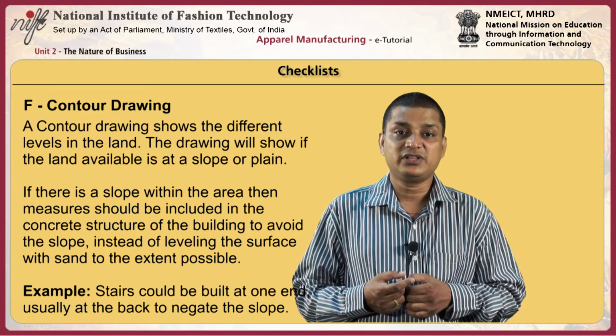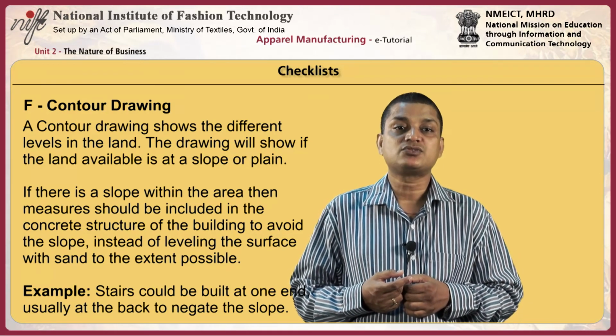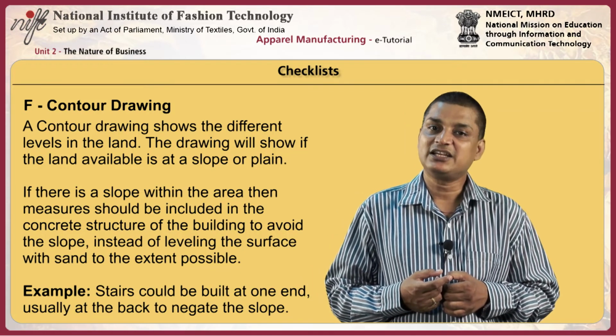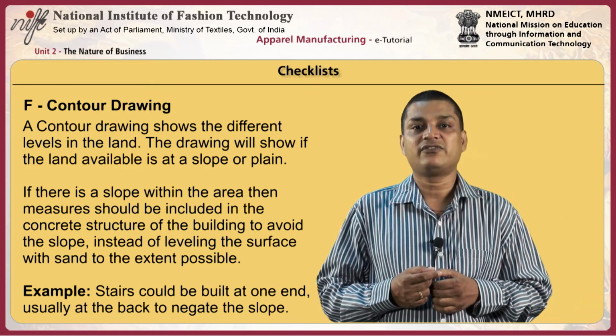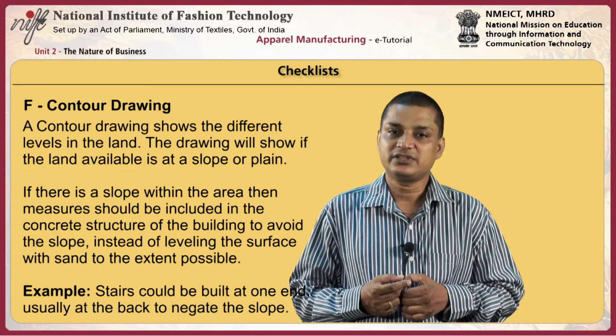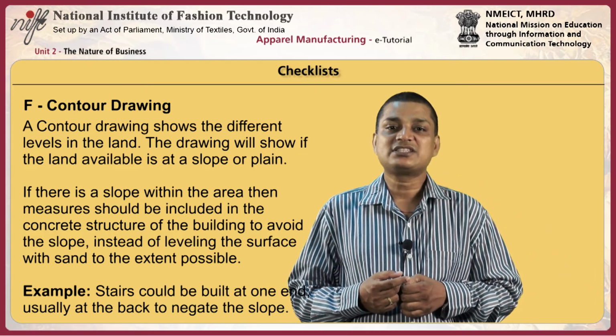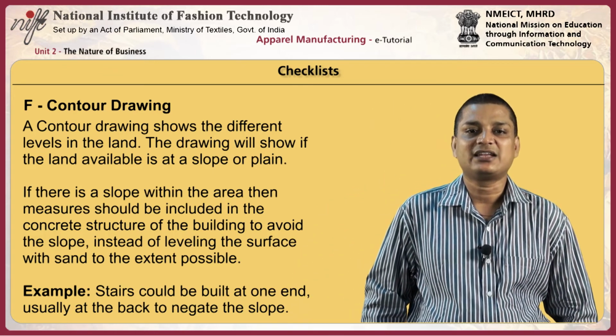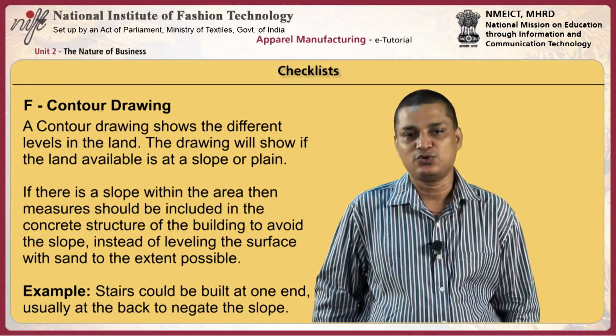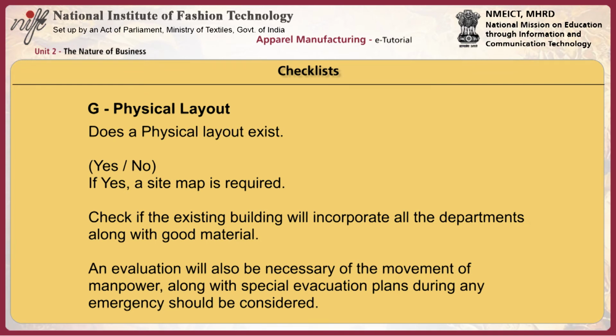If there is a slope within the area, then measures should be included in the concrete structure of the building to avoid the slope, instead of leveling the surface with sand. For example, stairs could be built at one end, usually at the back, to neglect the slope. Check if a physical layout exists. If yes, a site map is required.